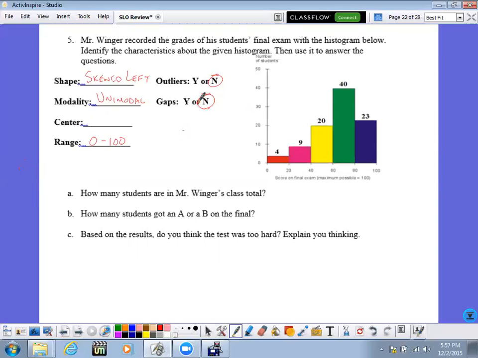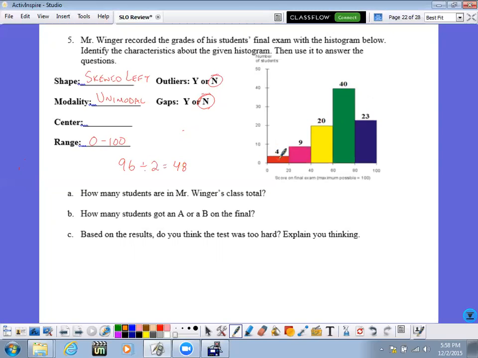All right, so then our center, we're going to follow those steps that we just did. We already have these labeled 4, 9, 20, 40, and 23. If I add those together, 4 and 9 is 13, 20 is 33, 40 is 73, 23 is going to be 96. So we end up with 96. We're going to divide that by 2. We get 48. So we have to find our 48th data point where that falls.